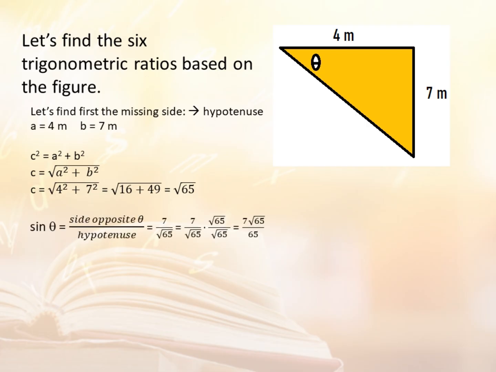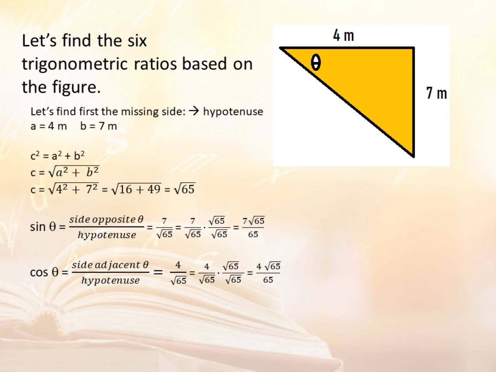Sine theta is side opposite theta over the hypotenuse. So side opposite is 7, while the hypotenuse is square root of 65. So we will rationalize this one because we don't like to have radicals in the denominator. So 7 over square root of 65 multiplied by square root of 65 over square root of 65 is equal to 7 square root of 65 over 65.